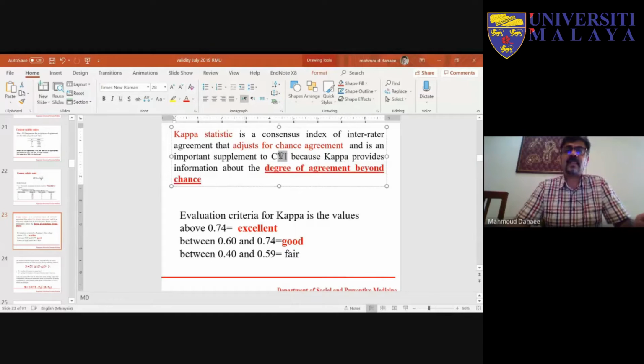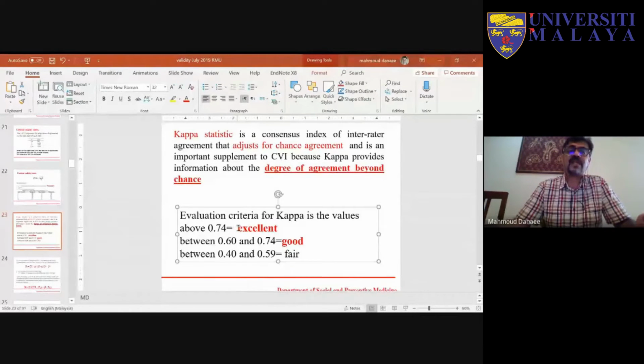The CVI is a simple ratio of the number of agreed experts to the total experts, but the Kappa is a statistical measure that can be calculated, and it is a chance-free measure. The evaluation for the Kappa is: above 0.74 is excellent, between 0.6 and 0.74 is good, and below 0.4 is not acceptable.